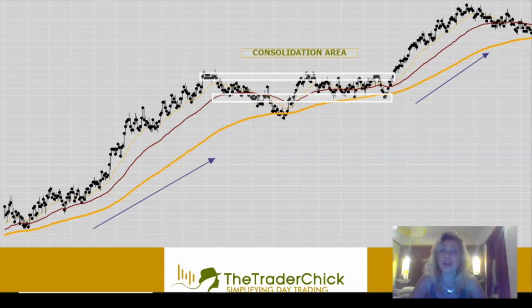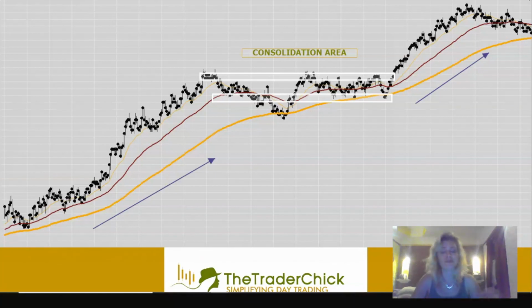But if you don't know what a support and resistance area is, say bye-bye to your money, because you will not be respected.